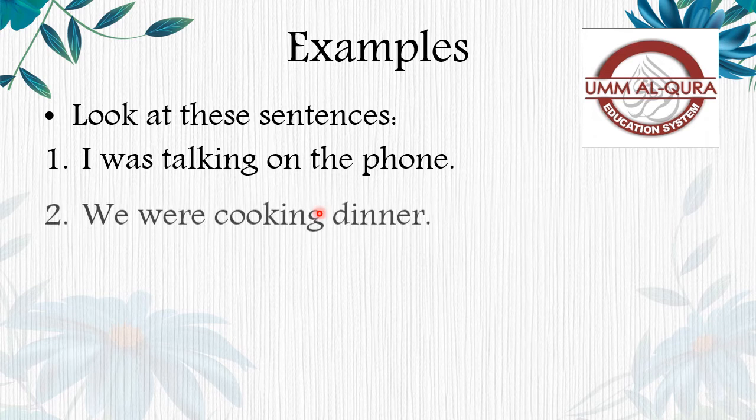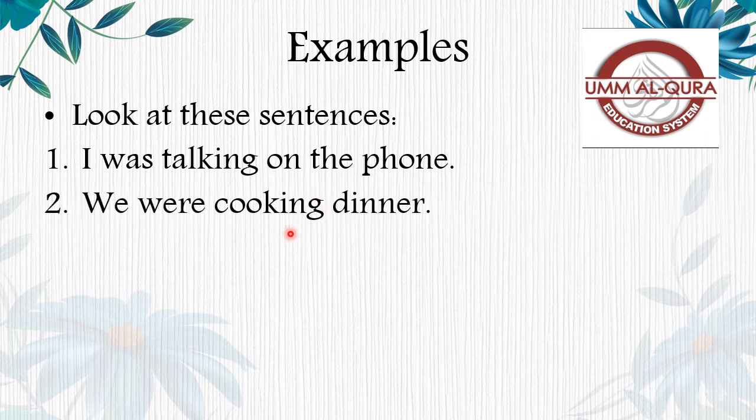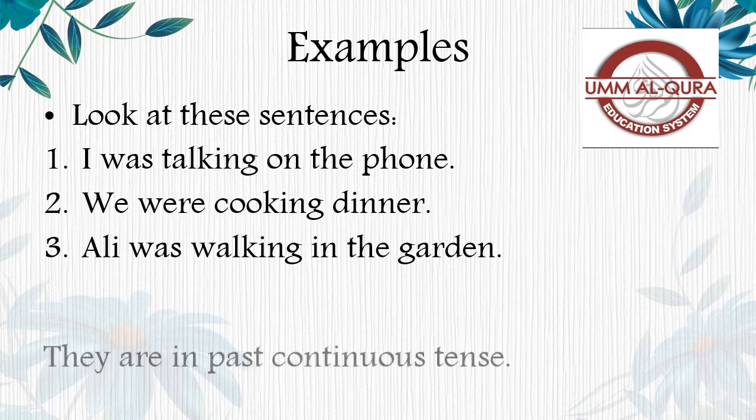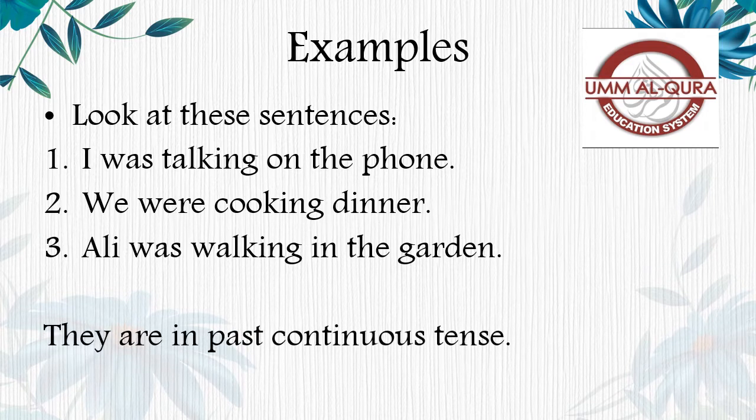The next one is we were cooking dinner. Cooking dinner, obviously we cook at night time, so it may be yesterday or the day before yesterday. The next one, Ali was walking in the garden. Obviously everyone likes to walk, so he was walking in the garden in the past. These are a few examples of past continuous tense.